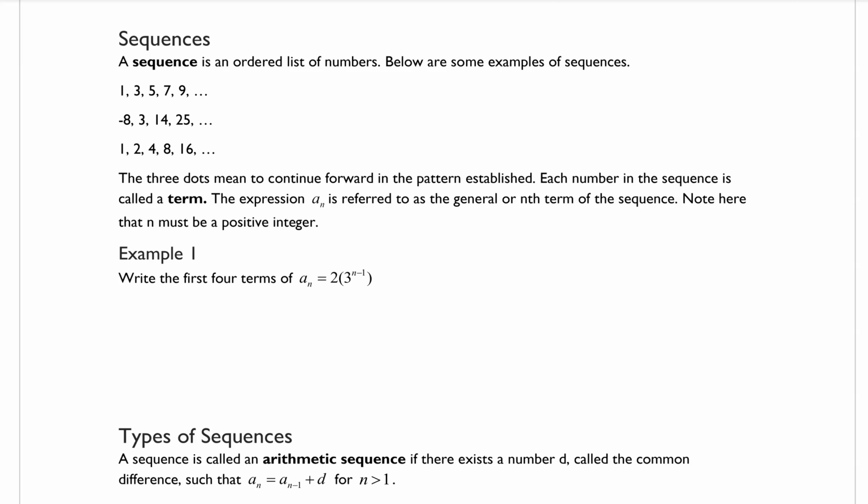So let's look at example 1. It says write the first 4 terms of the sequence a sub n, which is given by that equation. So we want to figure out what is the first term in our sequence, or a sub 1, the second term, the third term, and the fourth term. So we do that by following the equation, and if I want to figure out a sub 1, or the first term, I'm going to plug in and replace n by 1.